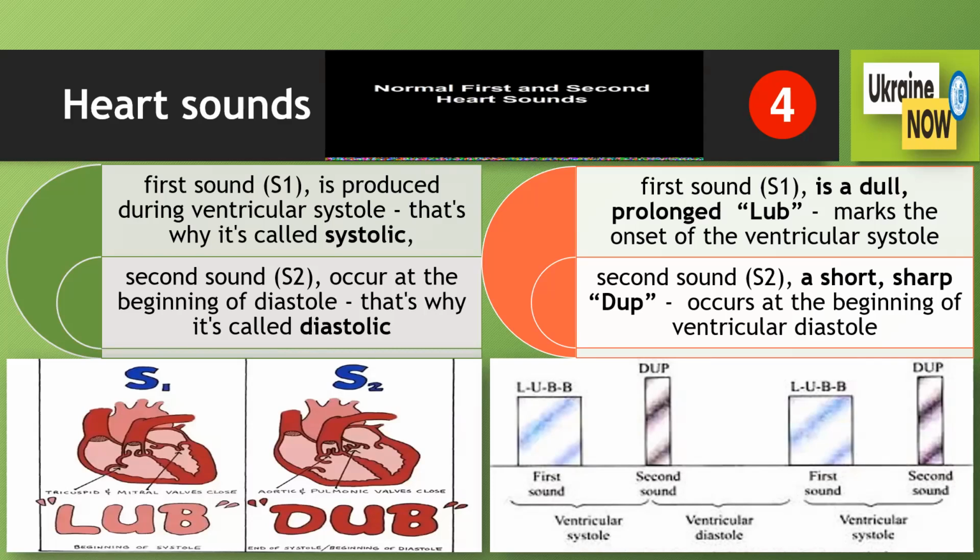First sound, S1, is produced during ventricular systole. That is why it's called the systolic sound. Second sound, S2, occurs at the beginning of diastole. That is why it's called diastolic. First sound is a dull, prolonged lub, and marks the onset of the ventricular systole. Second sound, a short, sharp dub, occurs at the beginning of the ventricular diastole.